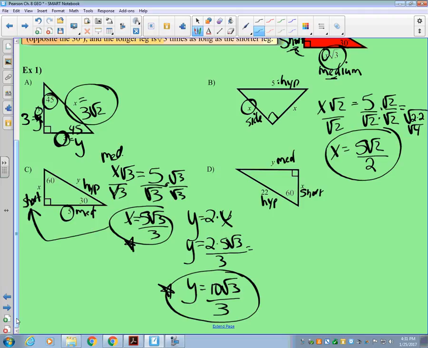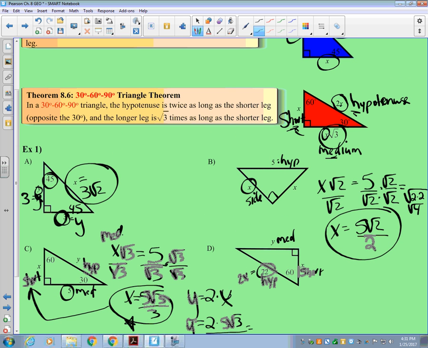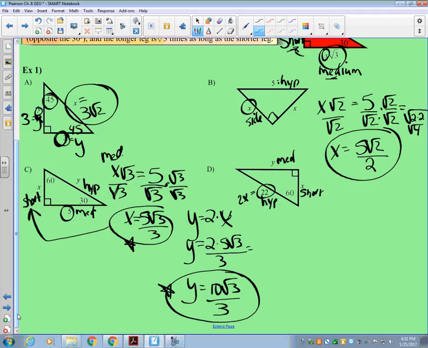And we know our hypotenuse is equal to 2 times x. So whatever our hypotenuse is, we're going to set it equal to 2x. To find x, we divide by 2, and x is equal to 11.